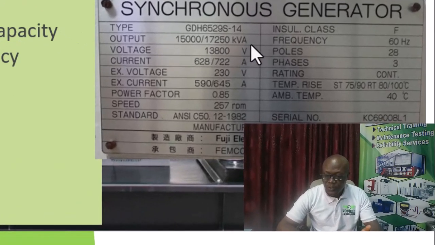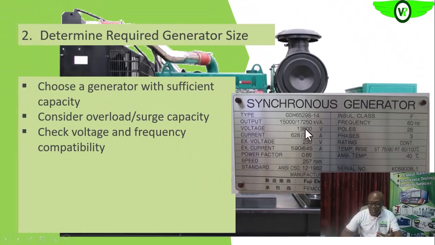Okay, so this is the power rating, 15,000 kVA. Then this is the voltage. Okay, it's a medium voltage generator. This is the amount of load that it can withstand. Then the frequency here is 60 hertz. So if your installation is a 50 hertz installation, fine. If it's a 50 hertz installation, it means that the frequency here must be 50 hertz. Okay, so this is the nameplate of the generator.